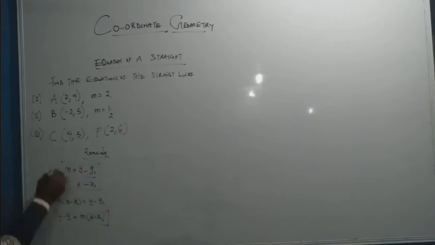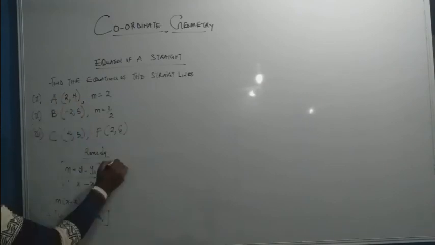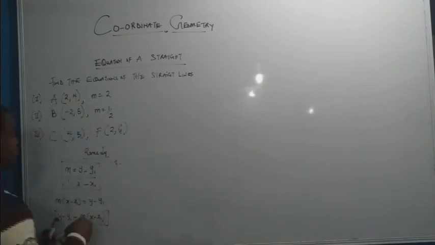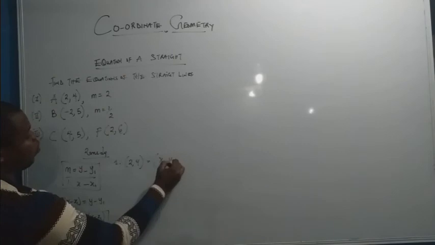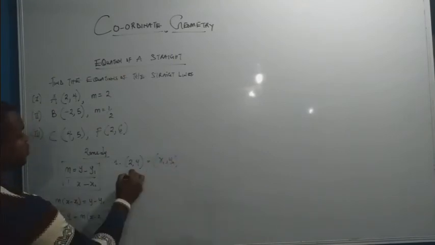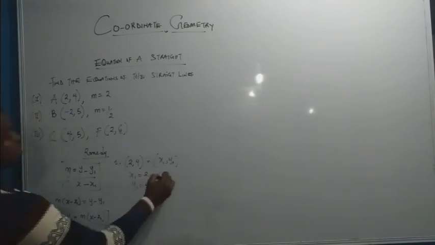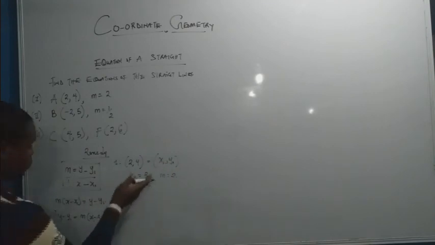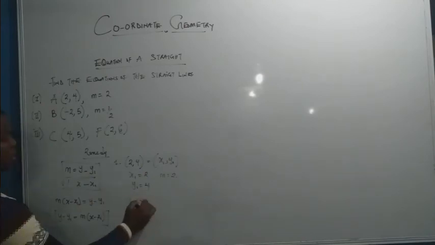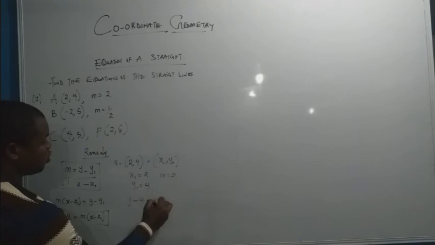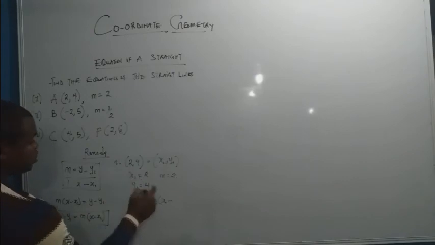So, we have the points. For the first question, we have the point 2, 4, which is x1, y1. So that means our x1 is equal to 2 and our y1 is equal to 4. Then what's our gradient? Our gradient is equal to 2. So by putting the values in the formula, we have y minus y1, which is 4, is equal to m, which is 2, bracket x minus x1, which is 2.